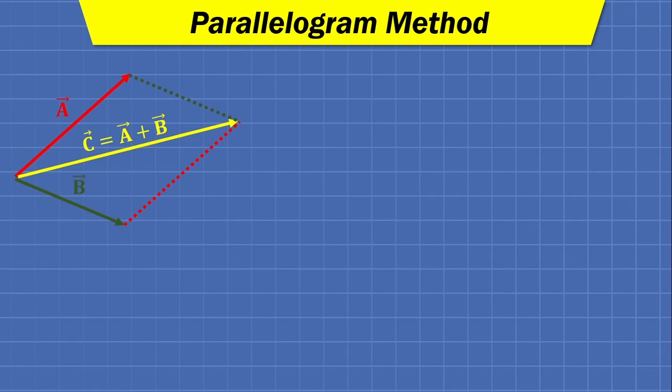Now what is the drawback of this method? It is appropriate only for addition of two vectors. If we want to add more than two vectors, then we should repeat this process of making parallelograms as we are adding one vector. So let us see, if we want to add the same vectors a bar, b bar and c bar that we have just added at the time of triangular method, what could be done in parallelogram method?